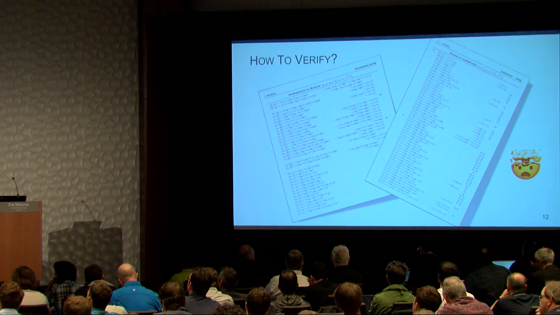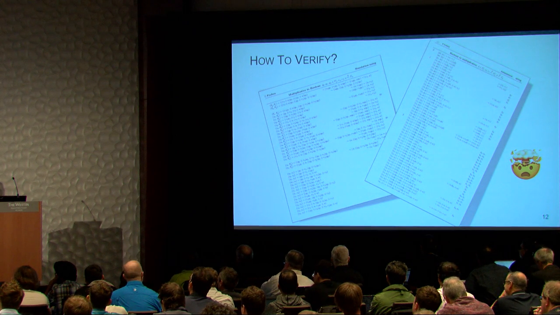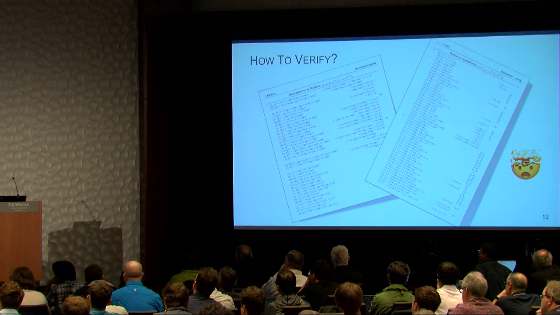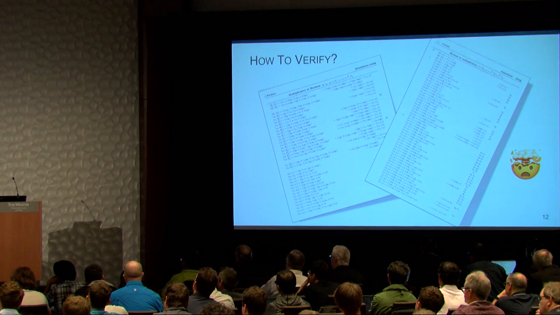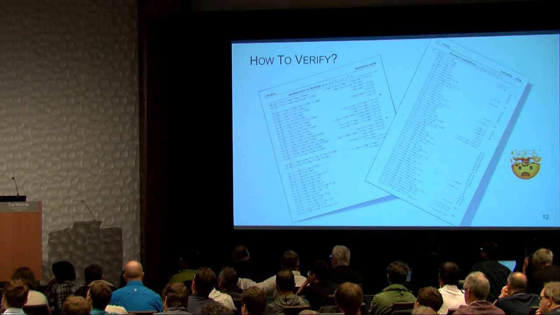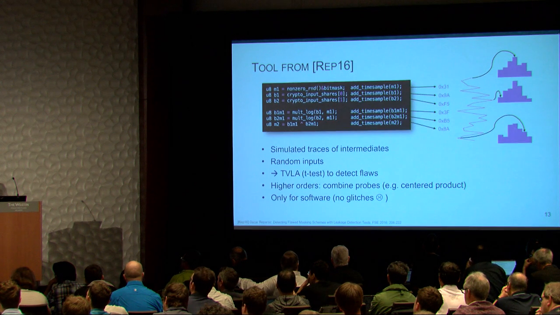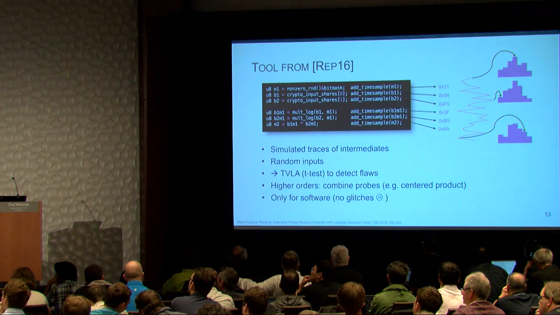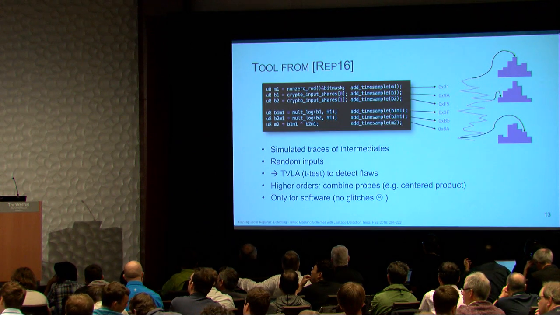And I can tell you, making those was not the highlight of my PhD, and I don't think reading them is very enjoyable either. But the biggest problem with manual proofs is that they leave a lot of room for human error. I'm not saying I made an error, but we wanted to have some more security, so we wanted to use a tool. And one of my co-authors had a tool which was presented at FSC in 2016. And this is a tool for flaw detection.